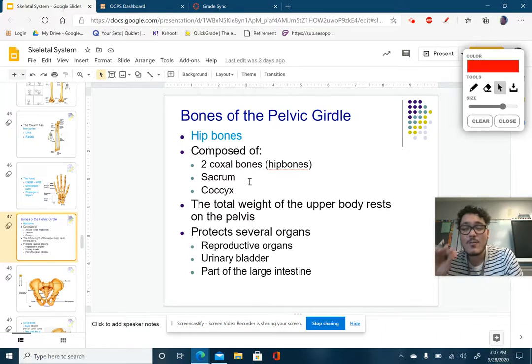You also have the sacrum and the coccyx, though. The sacrum and the coccyx, if you remember from our previous video, is part of the vertebral column. So it's all bones that are joined together.